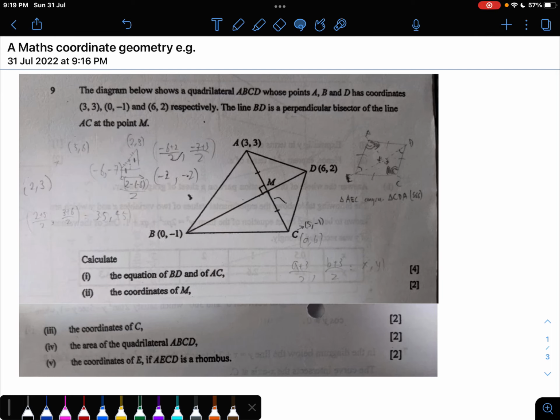Okay, so let's go through this coordinate geometry question. I need to explain two ideas. Number one, midpoint theorem. Number two, shoelace formula to find area of a polygon.